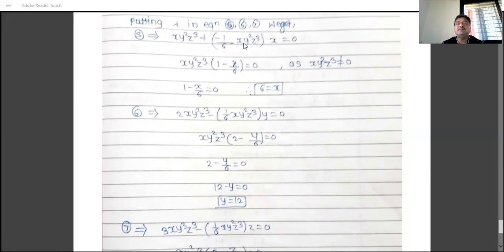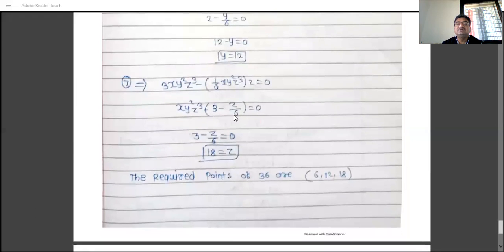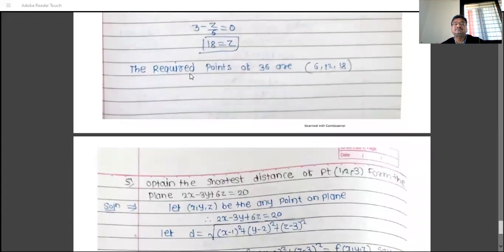If we substitute in equation number 5 and take x y square z cube as common, we have 1 minus x by 6, therefore x is 6. Similarly, substituting lambda in equation 6, we get y is 12. Similarly, substituting in equation 7 and taking x y square z cube as common, this is not equal to 0 because we want the maximum value, and therefore z is 18.